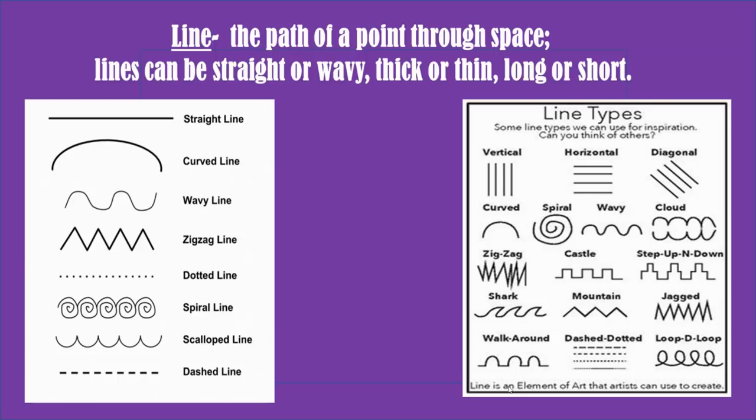When you see the scallop line, I really want you to think of it as connected curved lines, like a smile. And when we look at the image on the right, there's some really interesting line combinations. We can look at the castle and the step up and down and know that we're really looking at vertical and horizontal lines. Let's look at the walk around and notice how this is a combination of a straight horizontal line and a curved line. And then we see the loop-de-loop, which is really a combination of curved lines.